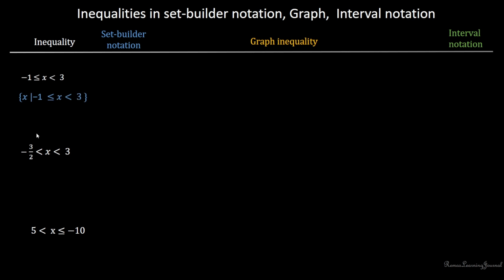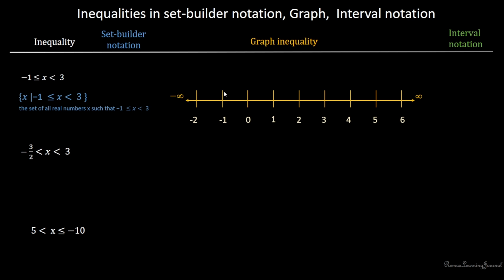The set builder notation looks like this, and we read it as the set of all real numbers x such that x is greater than or equal to -1 and x is less than 3. Now let's graph this inequality.